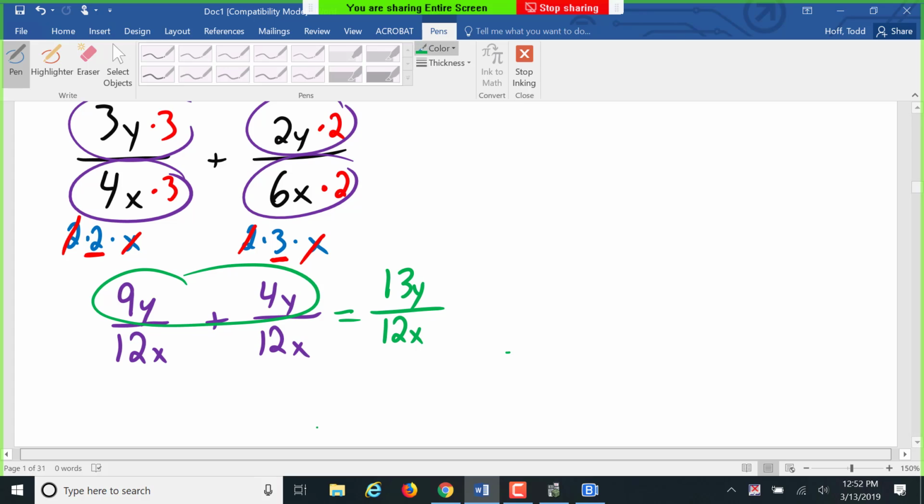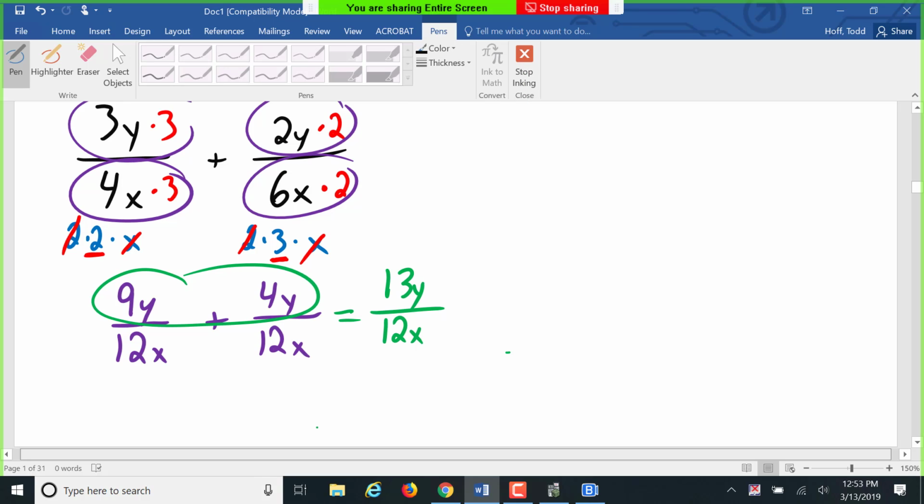Even though this looks like it's an improper fraction, the 13 is bigger than the 12, it is not an improper fraction because we have no idea what the values of y and x are. Y could be very small and x could be very large, and therefore this would not be an improper fraction. It would still be a very proper fraction. So resist that temptation. Never break them down into mixed numbers if there are variables in them.